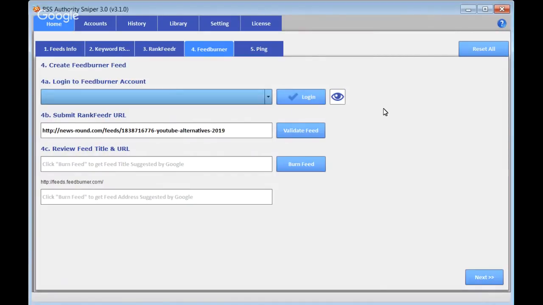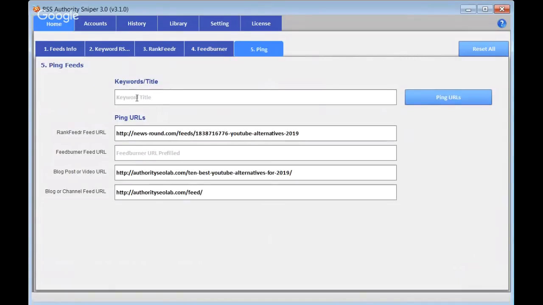Right there is just where you log into the RankFeedr account that's connected to the RSS Authority Sniper. When you click Burn the Feed, it will create the feed and then go to Google and burn it in FeedBurner as well. And then it will provide you with the FeedBurner URL down there also. And when you get to the next one, you would want to give it a keyword or a title, and you can vary this from the keyword you were targeting in the feed title if you want, or you can just use it again.